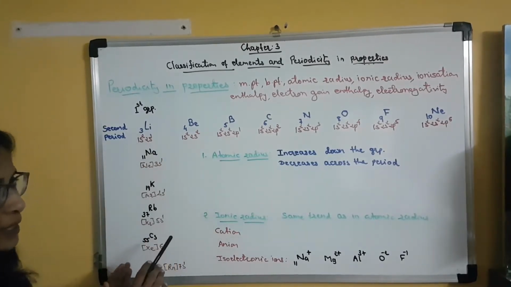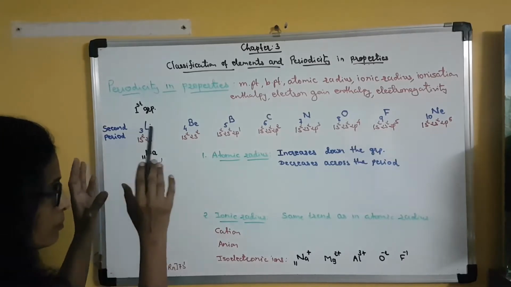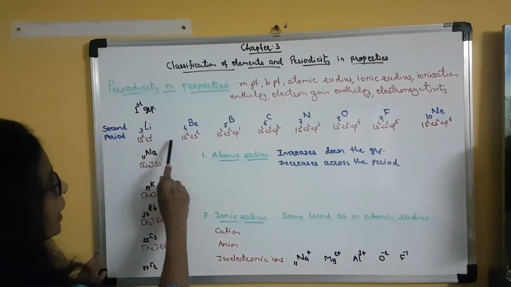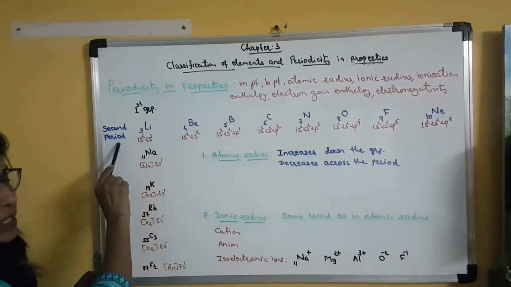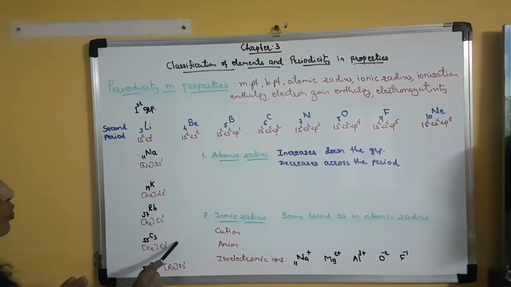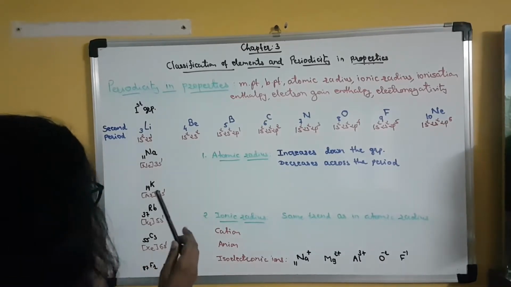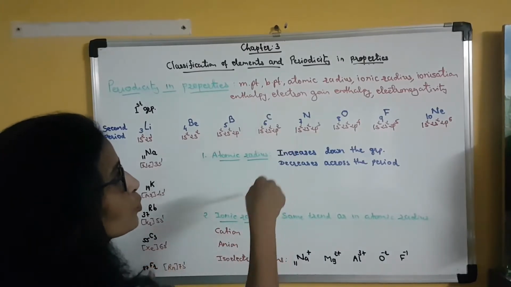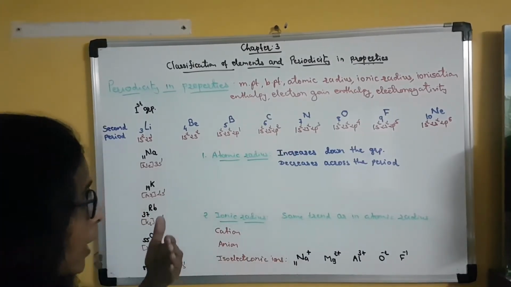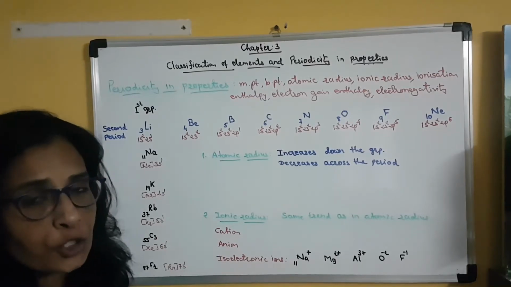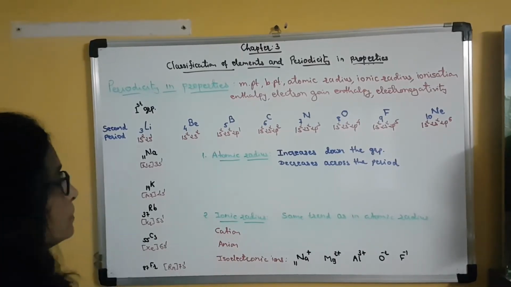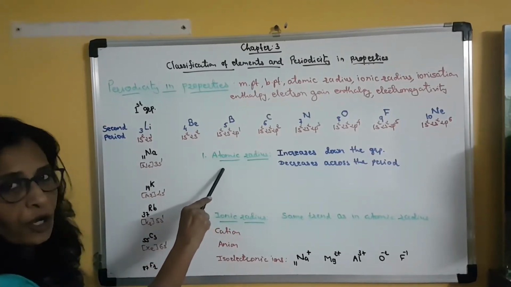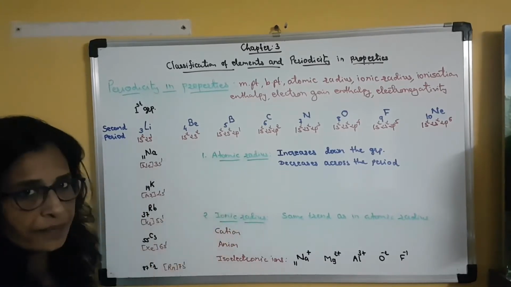I have drawn here only some portion of the periodic table, in which I have mentioned the elements which belong to the second period and the elements which belong to the first group. Clear? So keeping these elements in mind, we will now try to learn how atomic radius or ionic radius show periodicity. First of all, we take the first periodic property, and that is atomic radius.